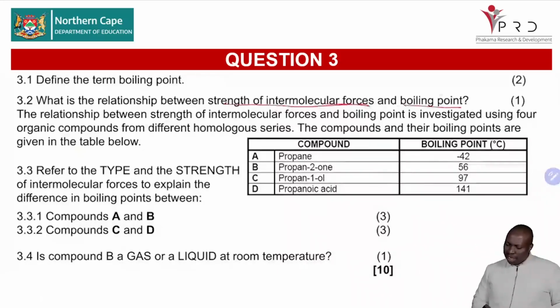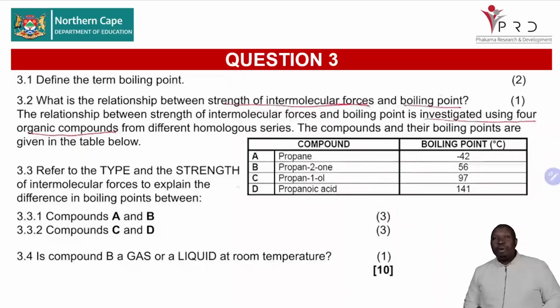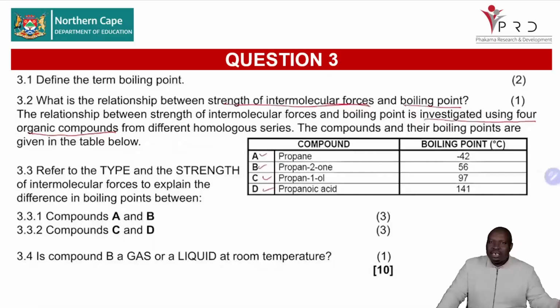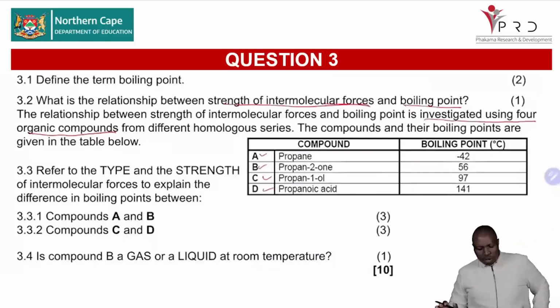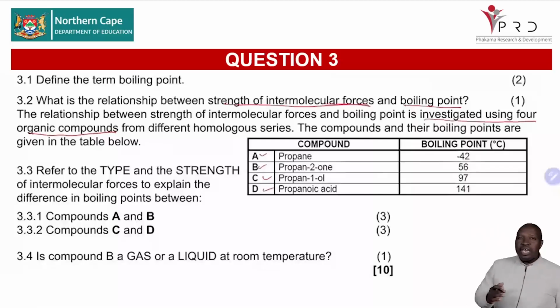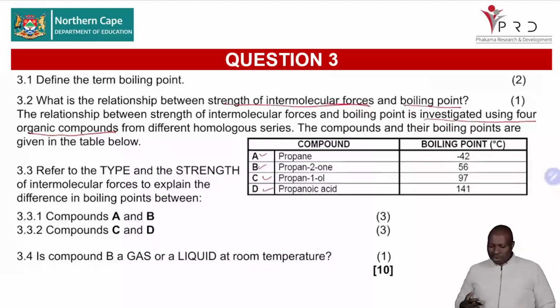The relationship between the strength of intermolecular force and boiling point is investigated using 4 organic compounds. So we're given 4 organic compounds, A, B, C, D. I would like to advise you here that when you are given compounds as A, B, C, D, propane, propan-2-one, propan-1-ol, and propanoic acid, when you write, it's better to talk about A, B, C, D than having to talk about the entire structure, because sometimes it becomes too much. So I find it easier to talk about compound A, compound B, compound C, compound D, because they are given there.